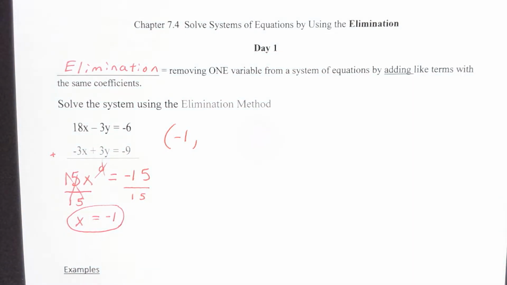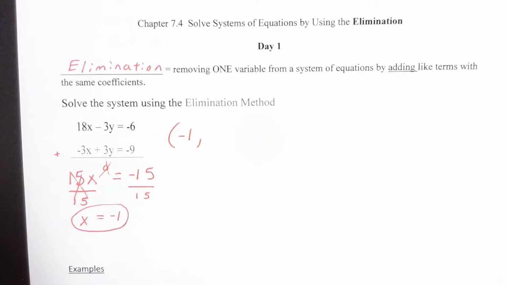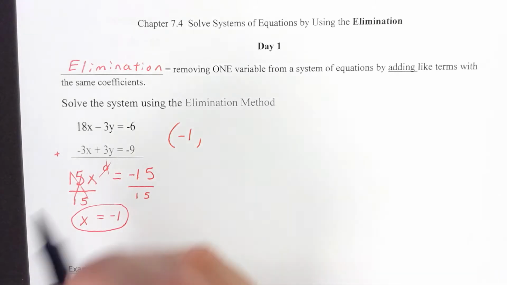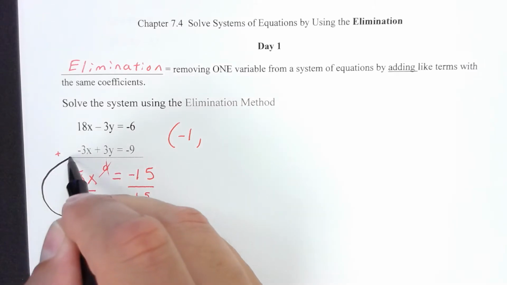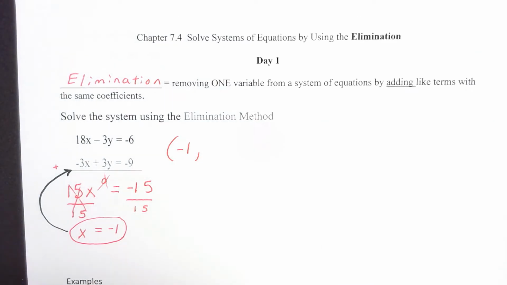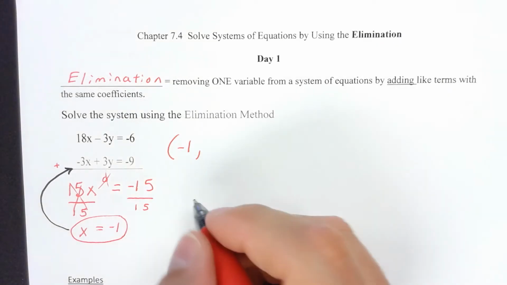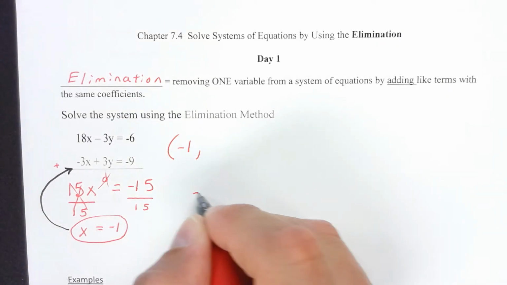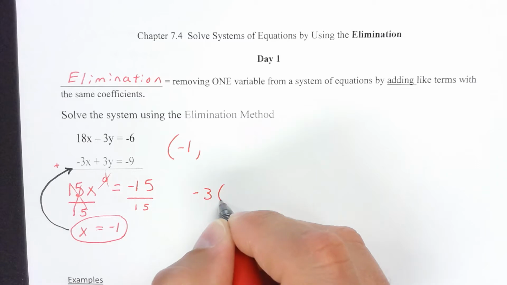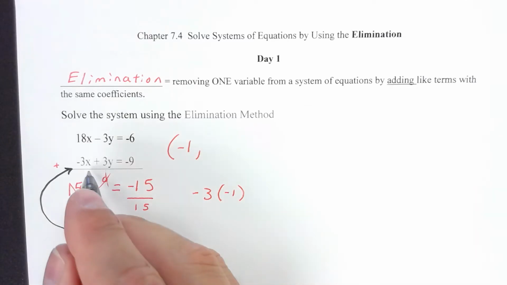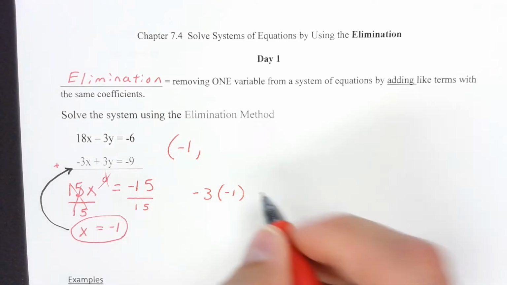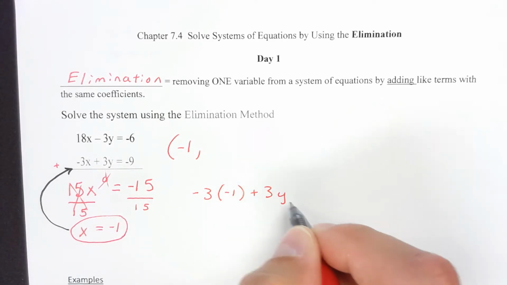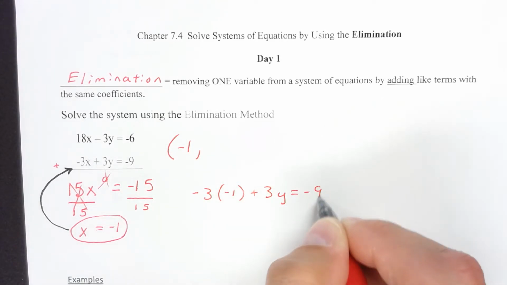What I don't know is the y. So I'm going to take this and put it back into one of the other problems. I'm just going to pick the bottom one. It doesn't matter, you can use any of them you want. So look, negative 3x, and we know x is negative 1. So negative 3 times negative 1, plus 3y equals negative 9.